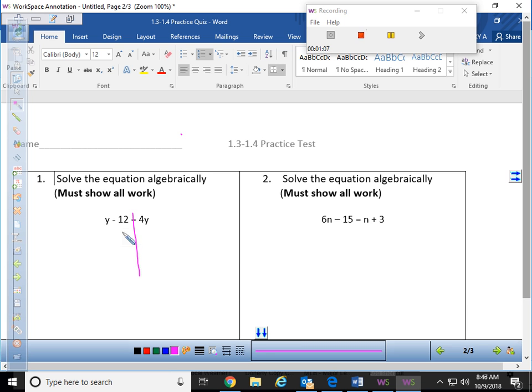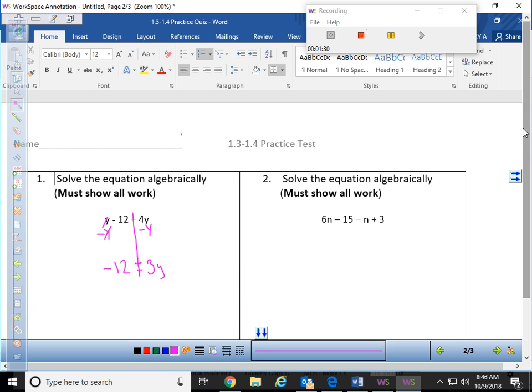Now, which one is weaker? Y, and remember this is a positive Y or a 4Y. Y is weaker, so I'm going to subtract a Y from both sides. Y minus Y cancel out, and you're left with a negative 12. What's 4Y minus Y? That's just 3Y.